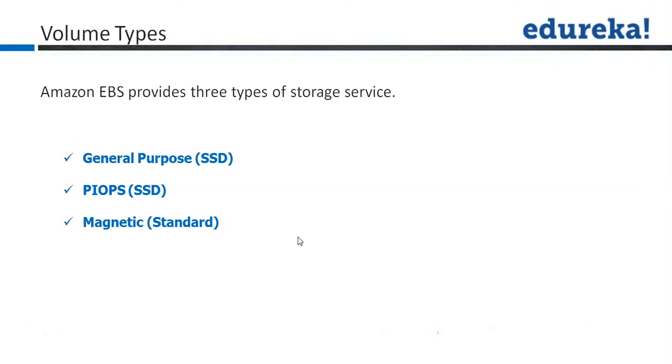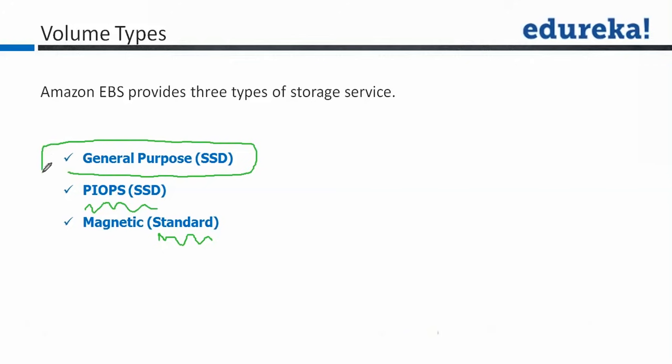Coming back to Amazon EBS: it provides three kinds of storage service. This is a little new offering from last month. Generally Amazon used to have a standard volume only. Around a year and a half back, they introduced one new volume kind called PIOPS. And last month they introduced this general purpose storage, which is SSD.